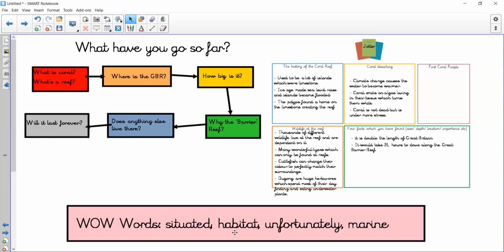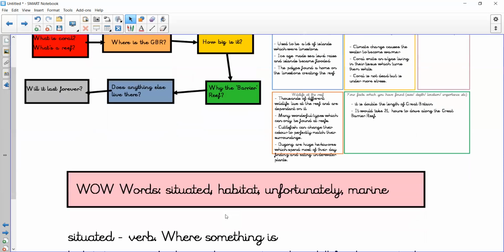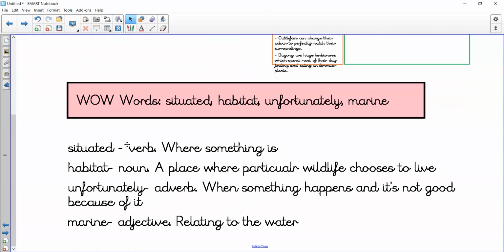You should be able to understand what they all mean. If you don't know what they mean, situated is a verb, it's where something is. Habitat is a noun, it's a place where particular wildlife chooses to live. Unfortunately, it is an adverb, so when something happens, it's not good because of it. Unfortunately, Mr. Barker hasn't got a cup of tea in his hand at the moment, so it's not a good thing. Something's happened, it's not a good thing.